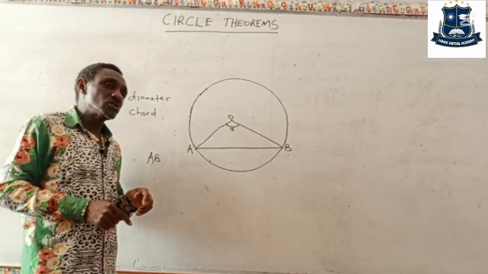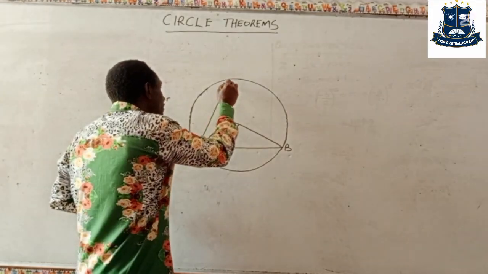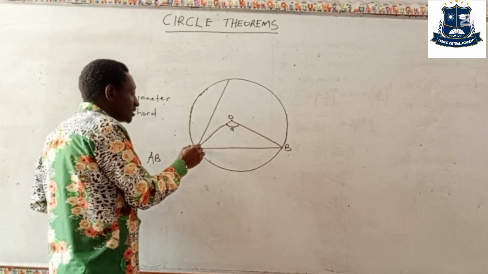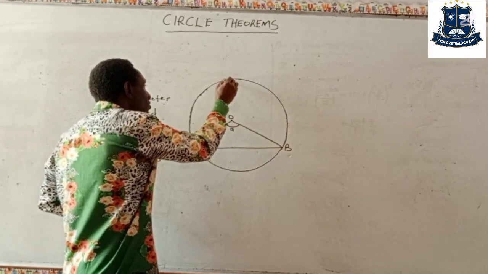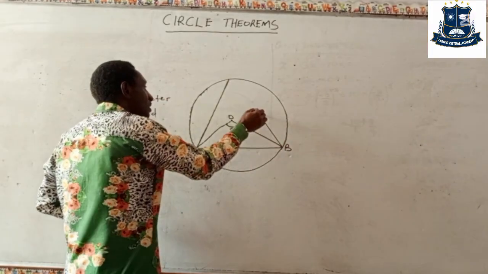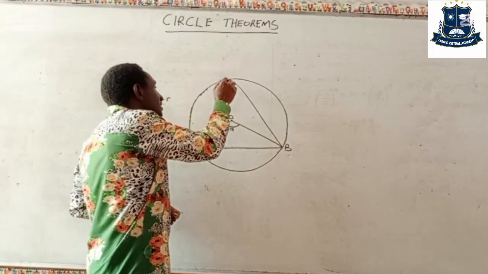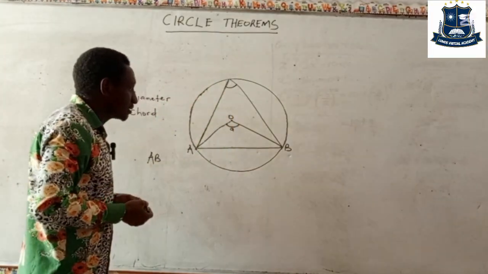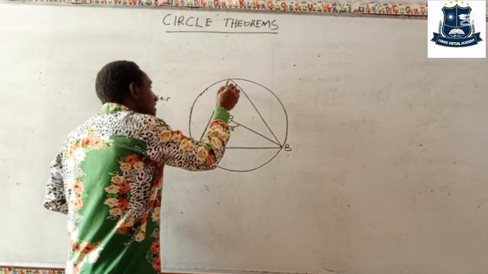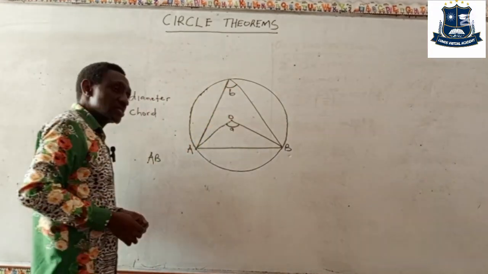Now this chord AB can also form another angle. It can form an angle this time on the circumference. And the same way, from one end of the chord, the line will come and touch the circumference. And another line from the other end of the chord will come and also meet with the other line at the circumference. Where the two lines meet, that is the angle formed by chord AB at the circumference. So this is an angle formed at the circumference. You can call the angle B or any letter of your choice.